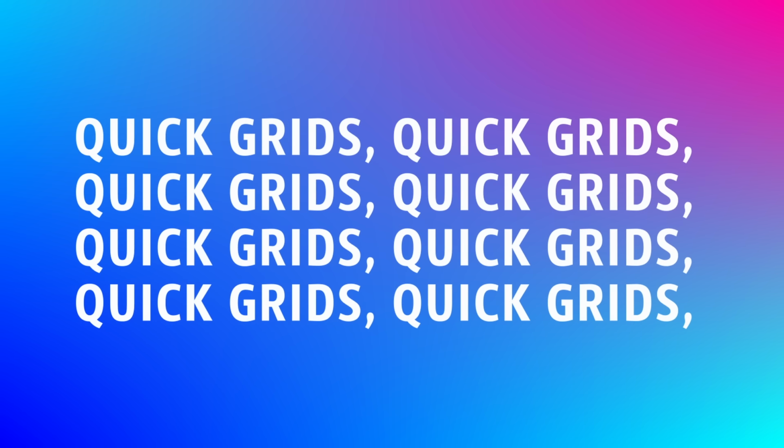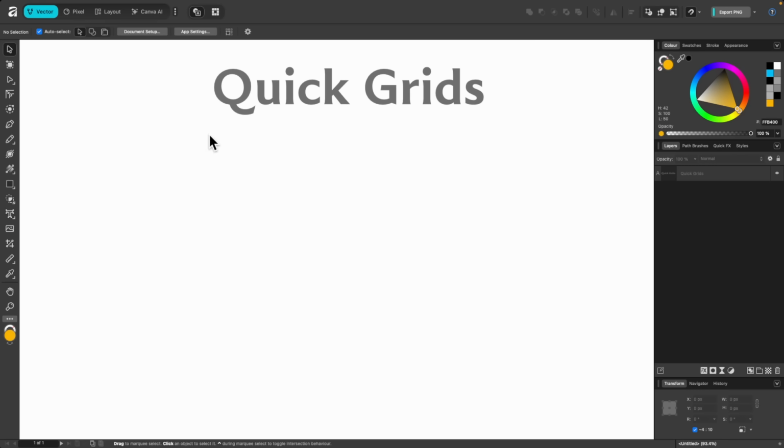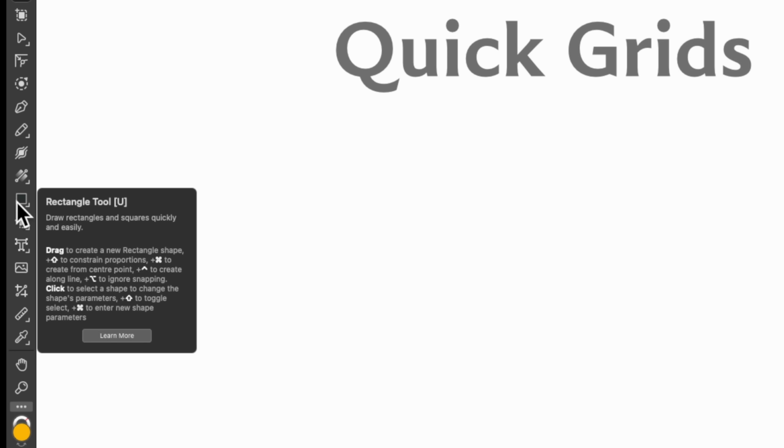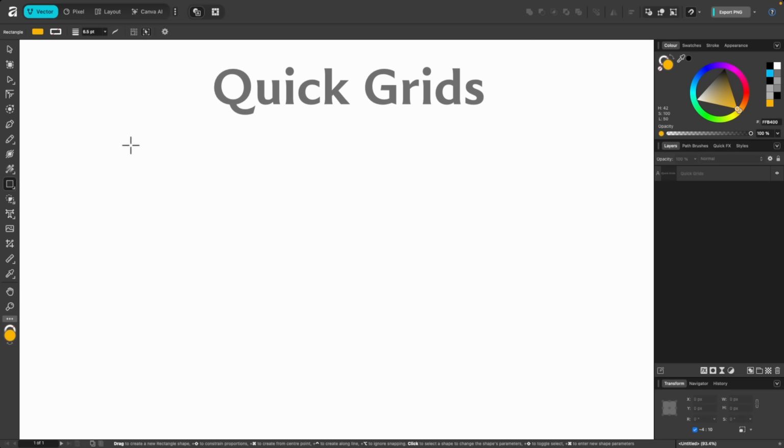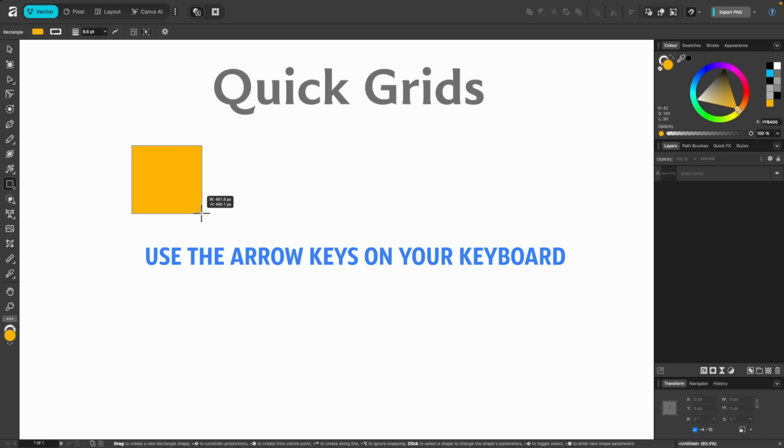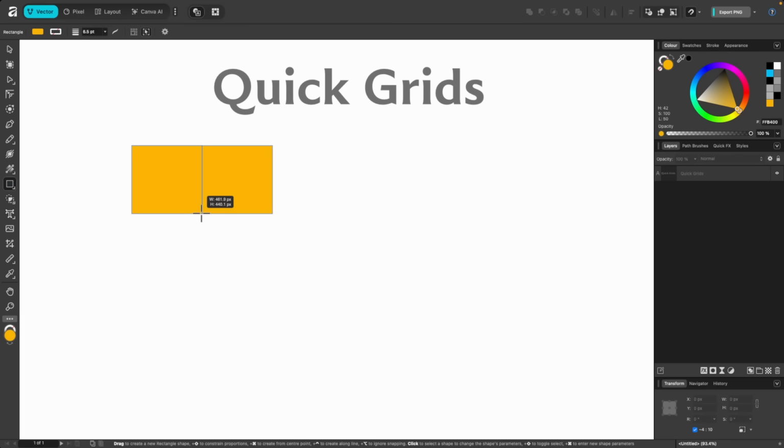Okay, let's cover something a little bit more fun. That's quick grids. And we can create a grid in just a couple of taps. So we'll start off by selecting the rectangle tool. And what I'm going to do is just click and drag out a square like this. And before I let go, I will tap on the arrow key on my keyboard. I'll just tap the right arrow key, and I can tap it again, and the more times I tap it, the more duplicates I get. If I then hold down the right arrow key, it creates a little gap in between.